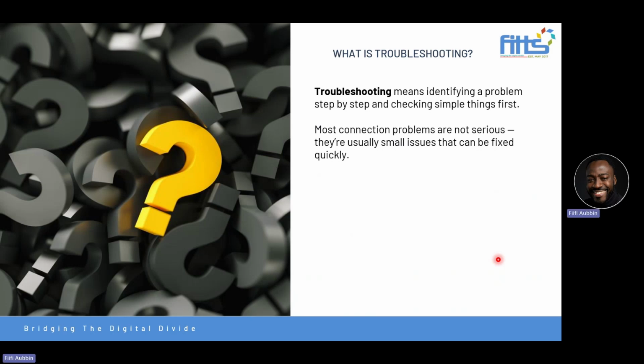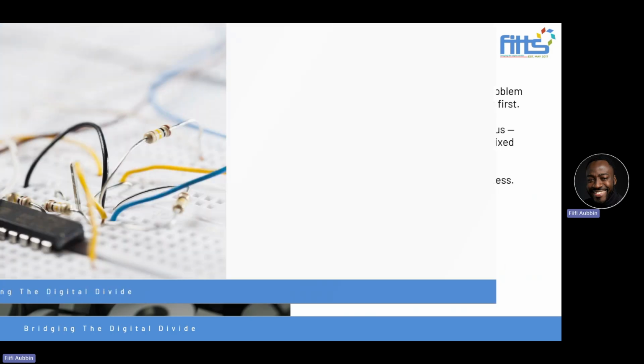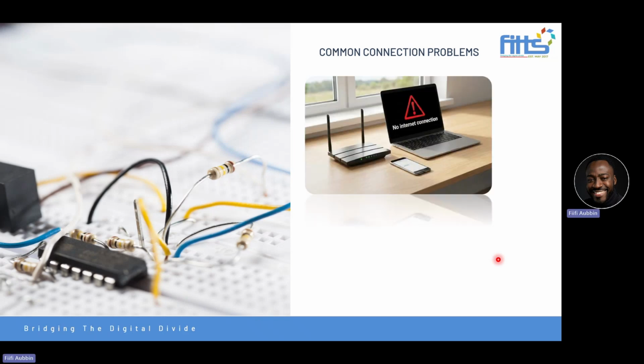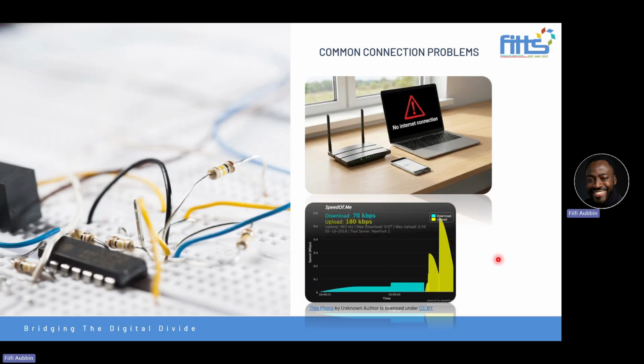Now, I want us to look at some of the connection problems that we will encounter as users of technology. So we have examples like no internet connection, or you probably have your Wi-Fi connected and you don't have access to the internet. Or you're connected, but there seems to be a slow network, slow internet. Your apps are not loading properly. And these problems happen to everyone.